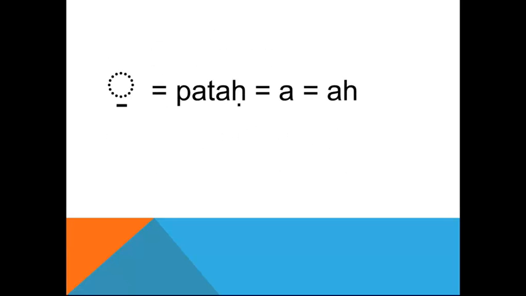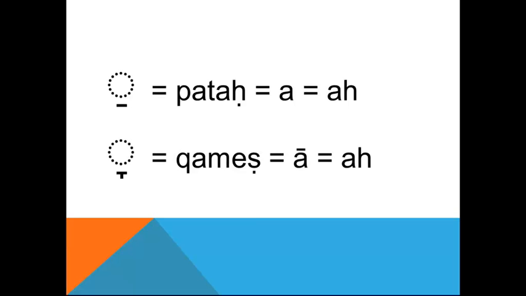Okay, let's talk about the A vowels. The short A is the patach, and it is transliterated with an A with nothing else, and it's pronounced A. Now it's probably a shorter A than this one, the kametz, which looks like a little T underneath the consonant, and is transliterated with a long A.